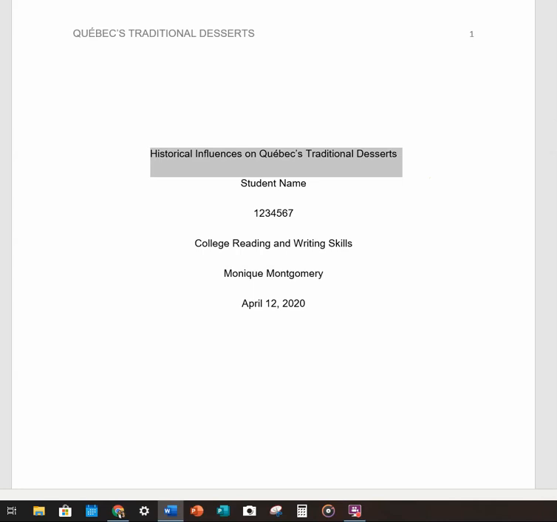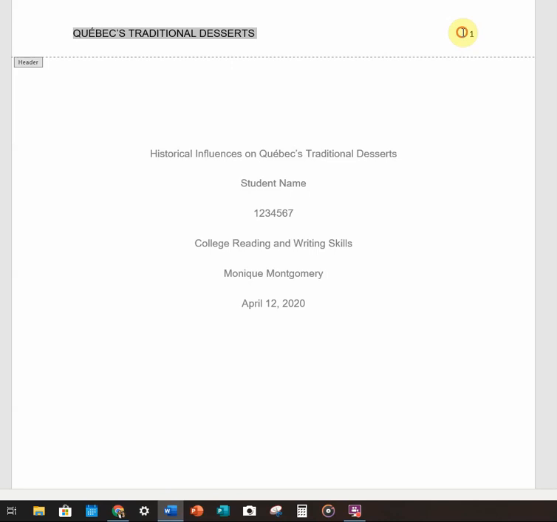And so for that title, she's included a header, and as you know, the header needs to be in all caps, okay? I believe I may have posted another version where the header was not in all caps. It does need to be in all caps, and here it's a truncated version of this title. So it's simply Quebec's traditional desserts as a header, and here we have the page number in the top right-hand corner, which you also need.